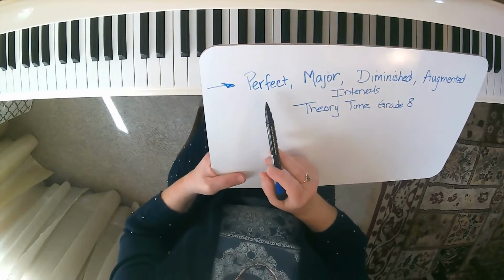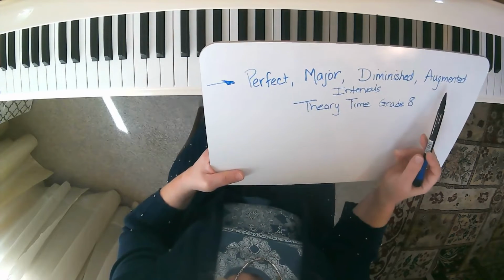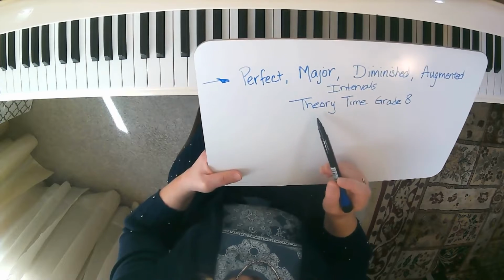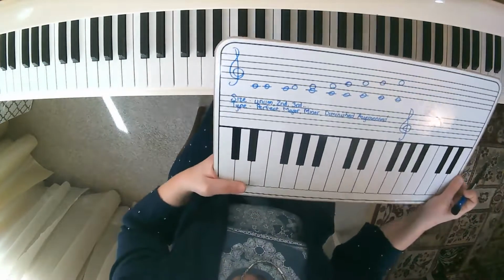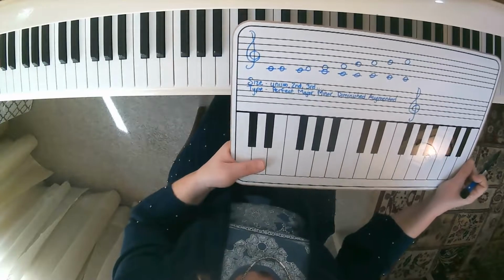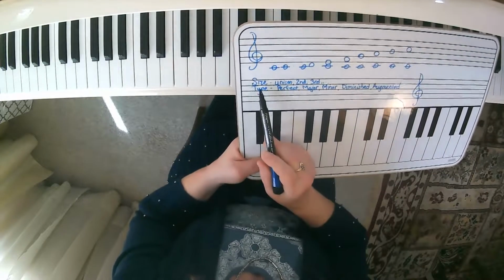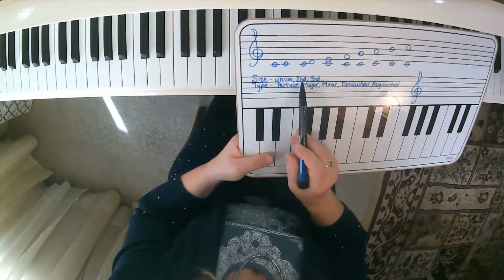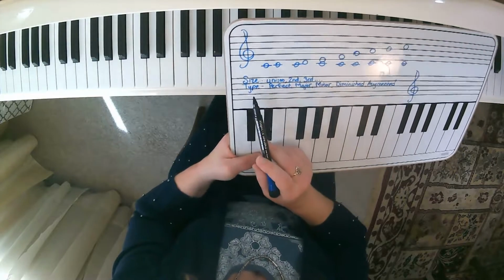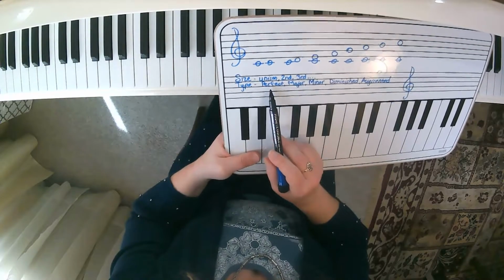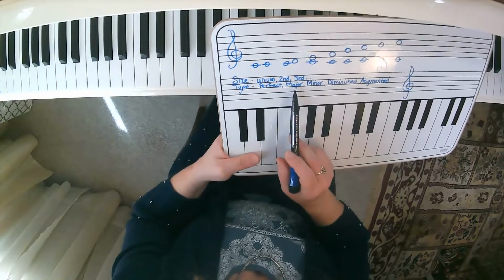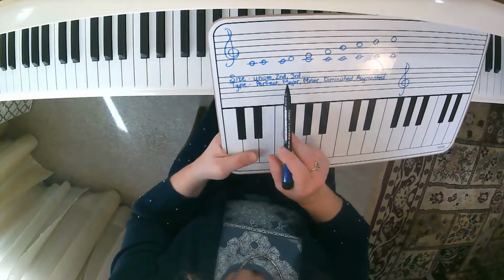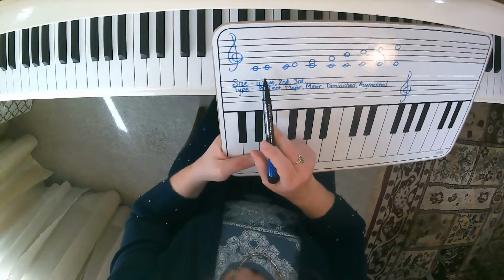In this lesson, we'll learn about perfect, major, diminished, and augmented intervals as discussed in Theory Time, Grade 8. We know from our previous lessons and from Grade 7 Theory Time that intervals come in different sizes, such as unison, second, third, and so on. And then types. The types we've learned so far are perfect and major.